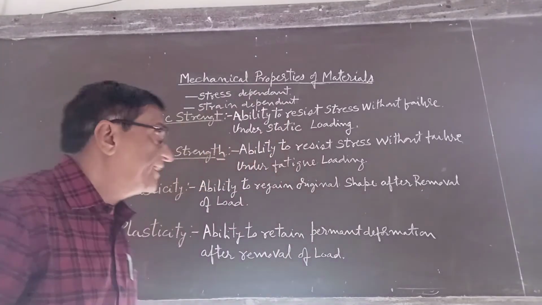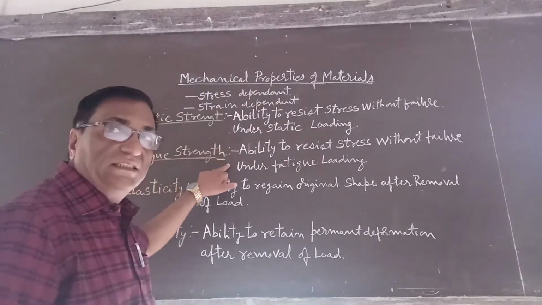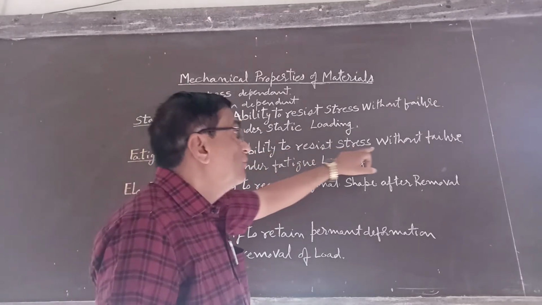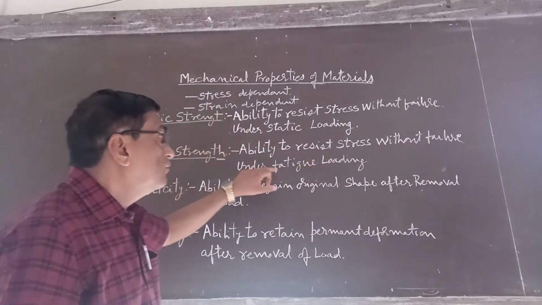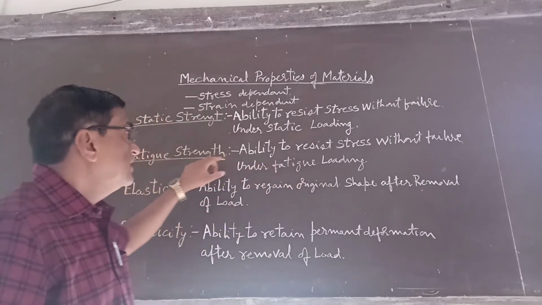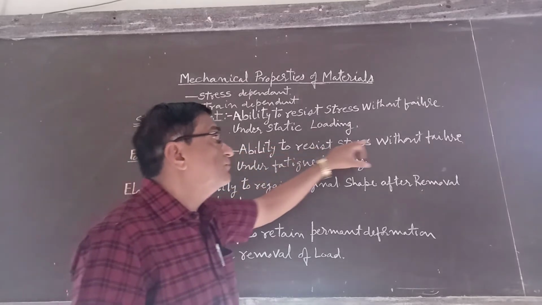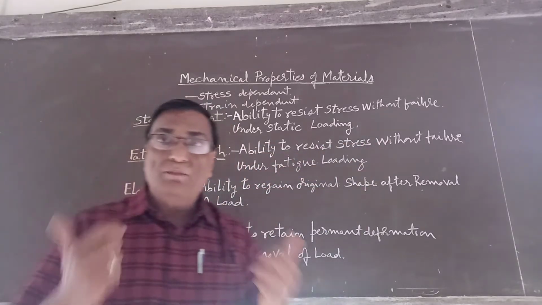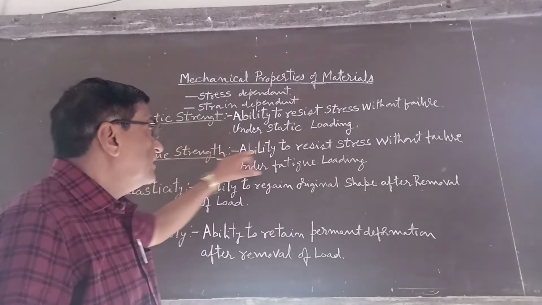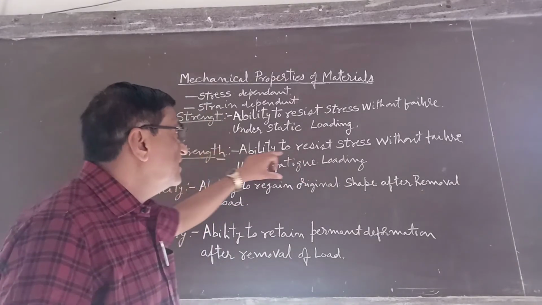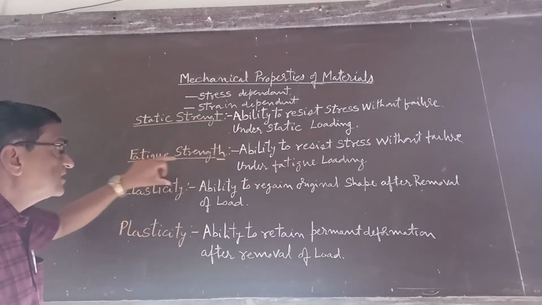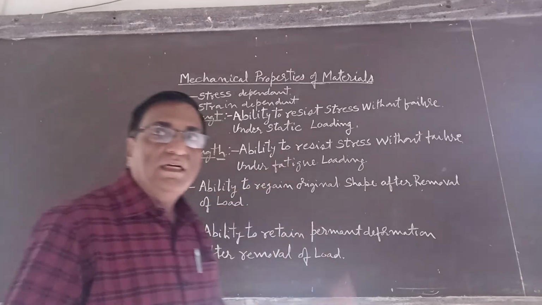Now, fatigue strength. Fatigue strength is defined as the ability to resist the stress without failure under fatigue loading, meaning variable loading. If we apply the variable load, it will not fail. So, it will resist. This resisting ability is known as fatigue strength under fatigue loading conditions.